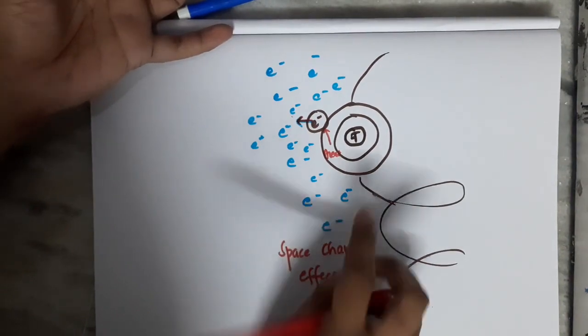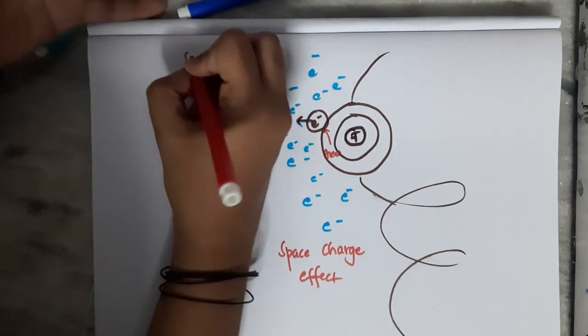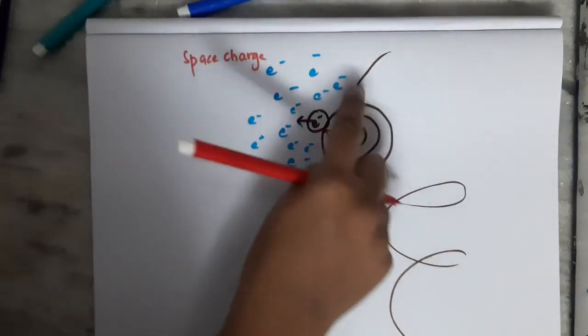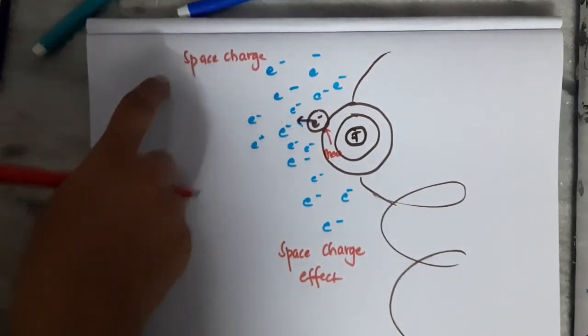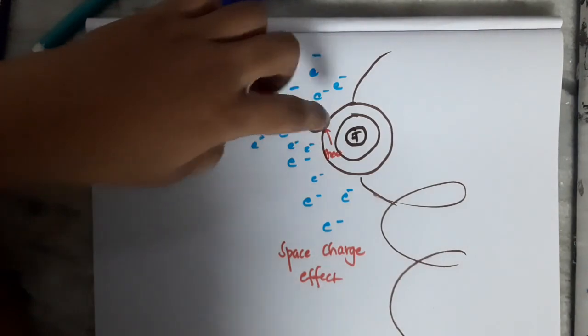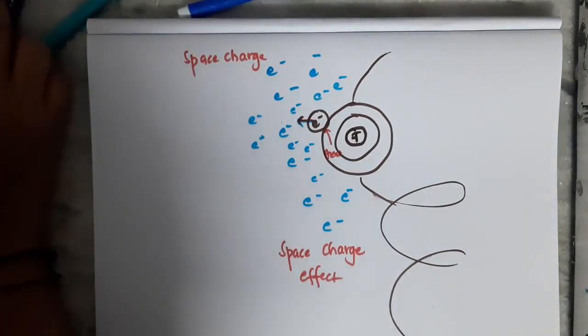And the electron cloud which is stopping the electron from coming out is called space charge. So these negative electrons are called space charge, whereas the tendency to limit the emission of electrons from the orbit is called the space charge effect.